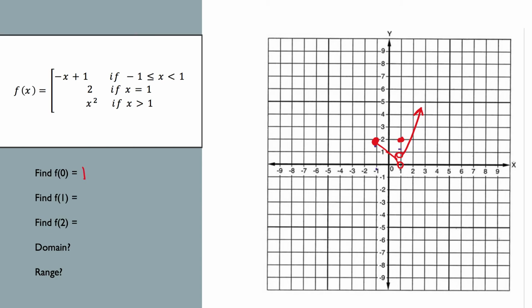The other way that I can do this is I can come back up to my 3 equations. I can find the one that includes the 0, which would be this one. This is the one we're using for x values between -1 and 1. And we could plug it in at that point. So if I'm plugging a 0 in for the x in that equation, I can see that I do get 1.